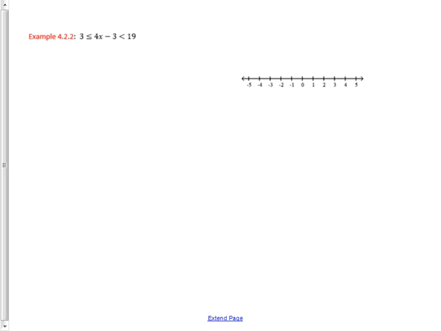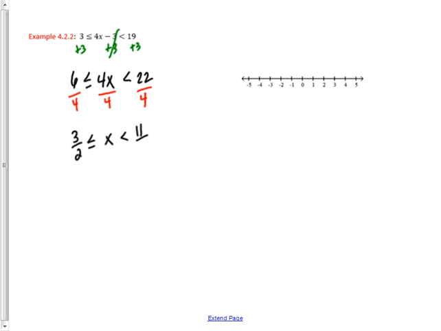So let's do this one. Again, I've got two inequalities. I want to get x in the middle by itself. So the first thing I need to do is get rid of that negative 3. So I'm going to add 3, and remember you've got three sides to add it to. So I end up with a 6 here, and 22 here. And then to get the x by itself, you would divide by 4. So I'm dividing these by 4. 6 doesn't divide evenly, so I reduce it to 3/2. And 22 doesn't either, so reduce it to 11/2.